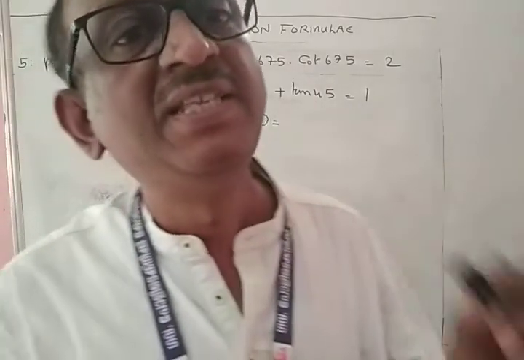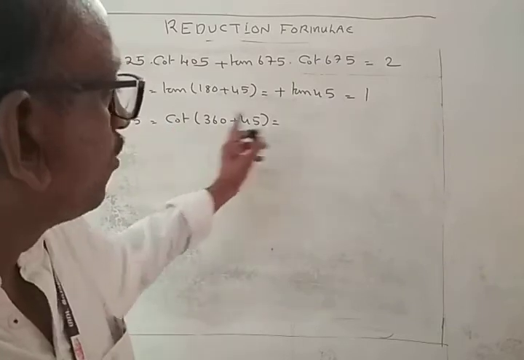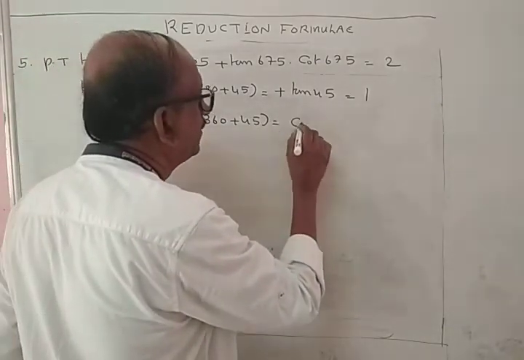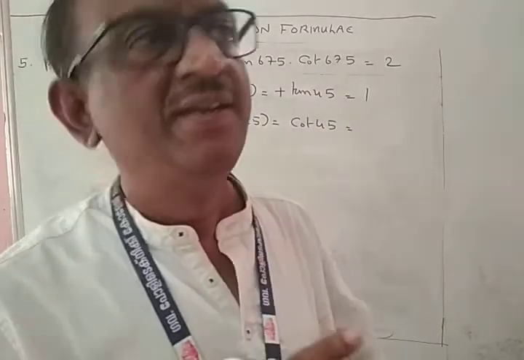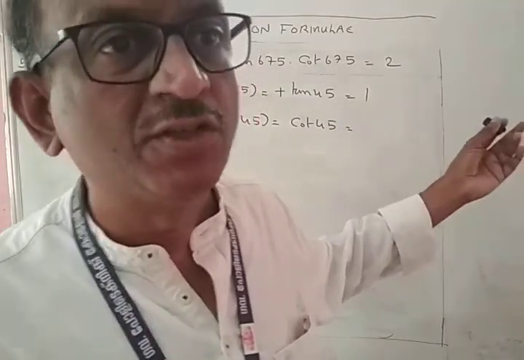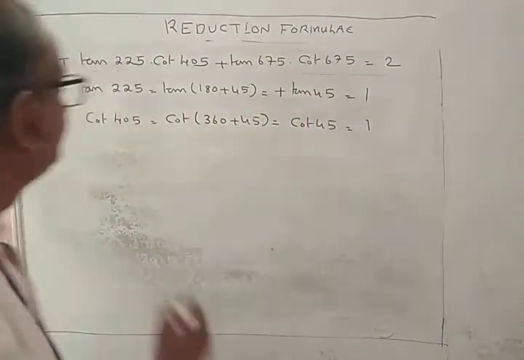405 is the same as 360 plus 45. 360 is the same as 0. Therefore, the answer is cot 45. Cot is the reciprocal of tan. Tan 45 is 1. The reciprocal of 1 is also 1. Substitute in the left hand side.